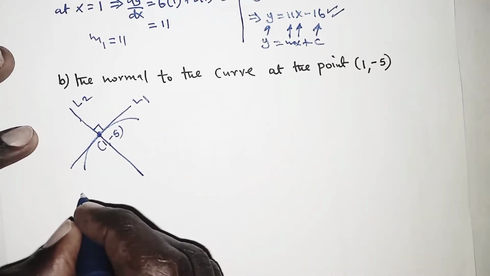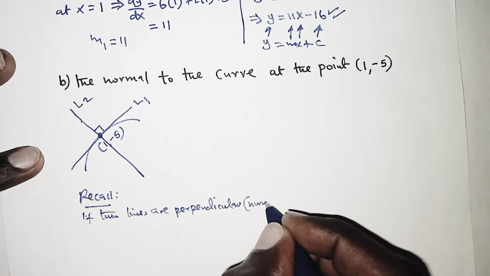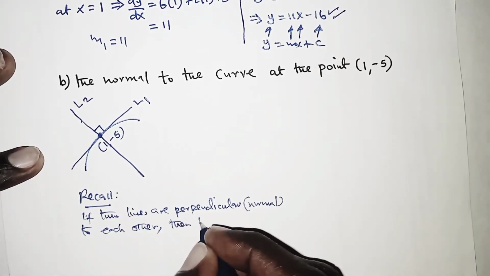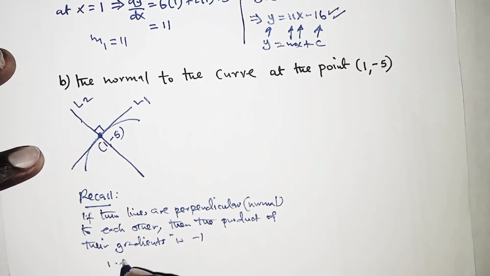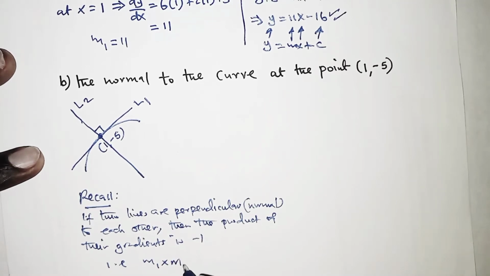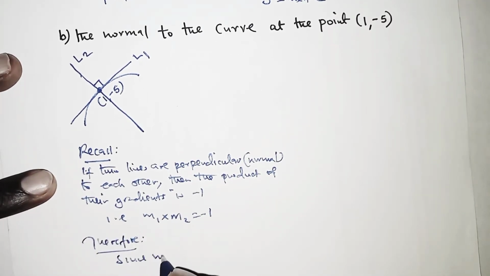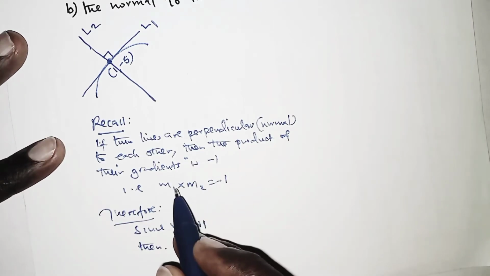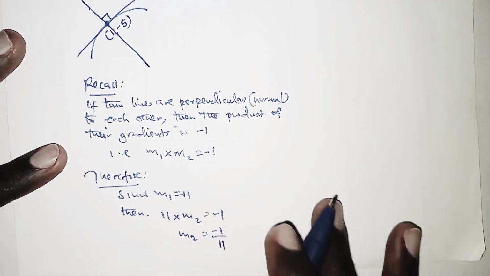We need to recall, if two lines are perpendicular, in other words normal, to each other, then the product of their gradients is −1. That is to say, the gradient of line 1 multiplied by the gradient of line 2 gives −1. Therefore, since m1 is given as 11, then m1, which is 11, times m2 should be equivalent to −1, and that means m2 is −1/11. I've divided both sides by 11.